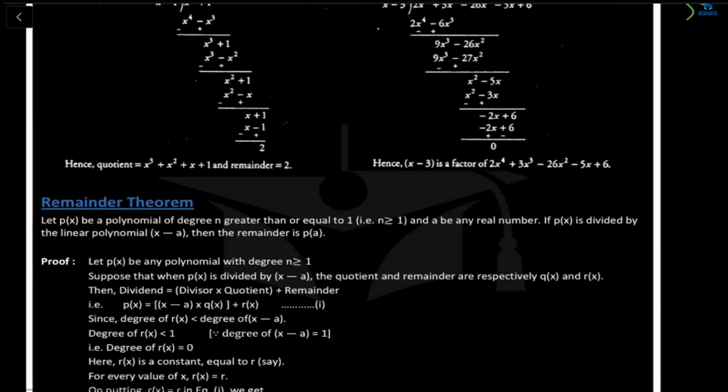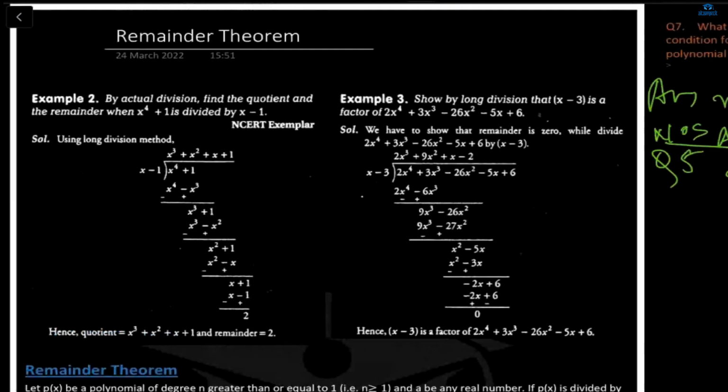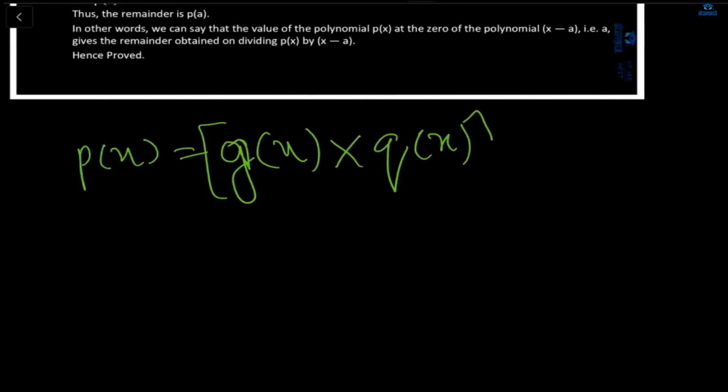Now we were on remainder theorem. So can anybody tell me about the remainder theorem? What we learned in the remainder theorem? Shazan, what is the remainder theorem? Ma'am, we learned about solving by long division method. Yeah, we learn remainder theorem by solving in the long division method. And what the long division method says is that p(x) is equal to g(x) multiplied by q(x) plus r(x).